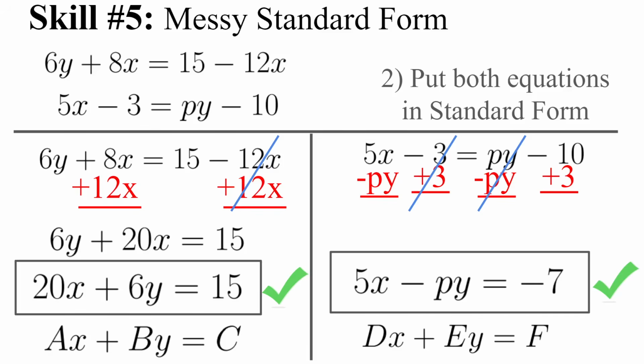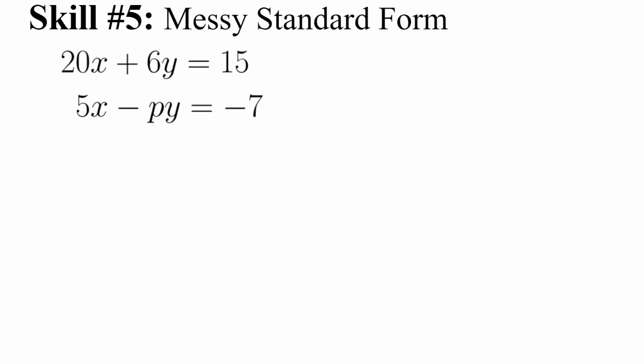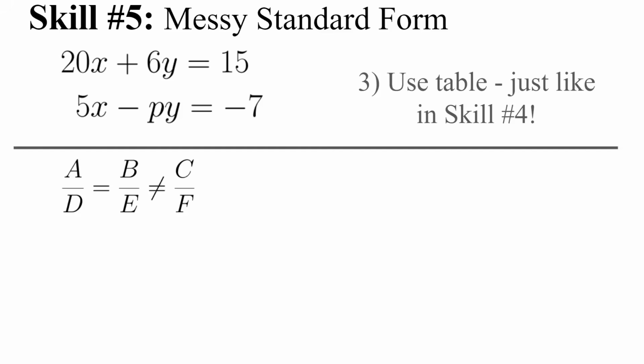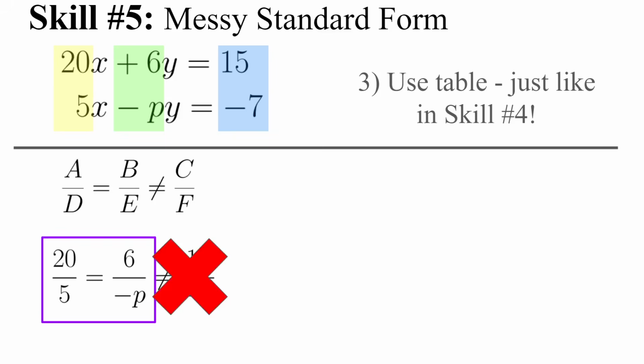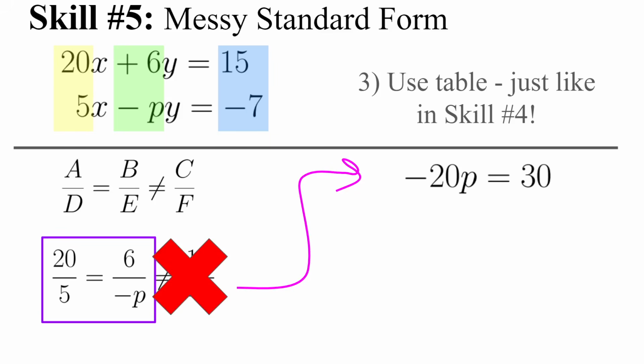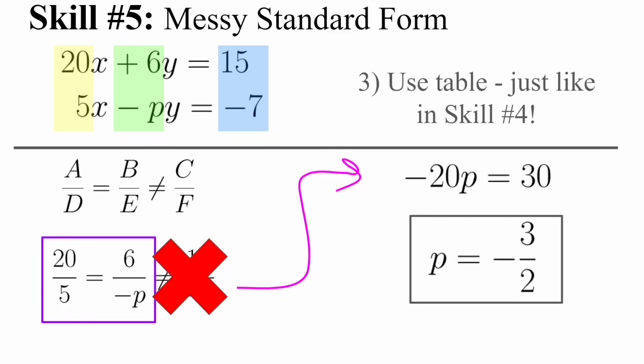And now we can just do everything we were doing before. So it was a no solution problem, so we're going to write a over d equals b over e not equal to c over f. Identify the constants, put them in. 20 over 5 equals 6 over negative p is not equal to 15 over negative 7. Don't care about the right side, and we're going to cross multiply. Negative 20p equals 30. We divide both sides by negative 20, and we get p equals negative 3 over 2.